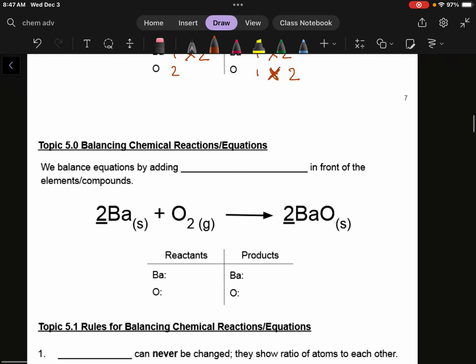So now look at this. This has 2 barium, okay? Barium is balanced. Oxygen is 2 and there is oxygen 2. Everything is balanced. You understand? Okay.